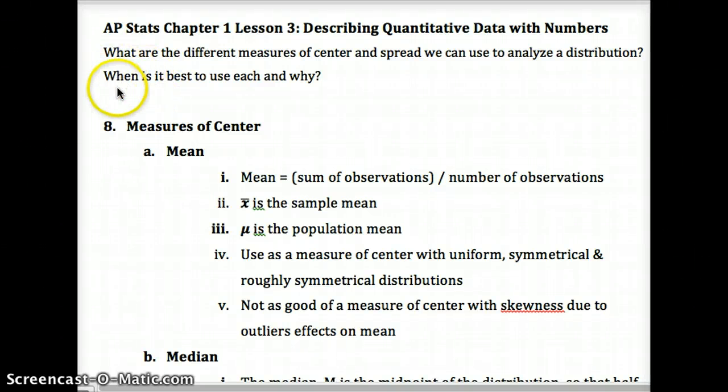So the second question is really important here as far as getting an understanding of what each is telling us and how each is affected by things like skewed distribution. And then knowing if there is skew, what will give me a better idea of where most of the data is. So let's talk about our measures of center.